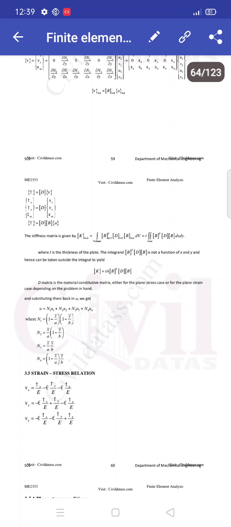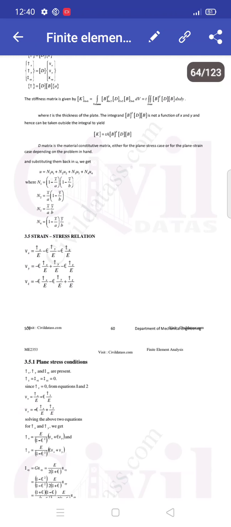And substituting them back in u, we get u is equal to n1 u1 plus n2 u2 plus n3 u3 plus n4 u4. So n1 is equal to 1 minus x bar by a, 1 minus y bar by b. So n2 is equal to x bar by a, 1 minus y bar by b. Then n3 is equal to x bar by a, y bar by b. So n4 is equal to 1 minus x bar by a, y bar by b.